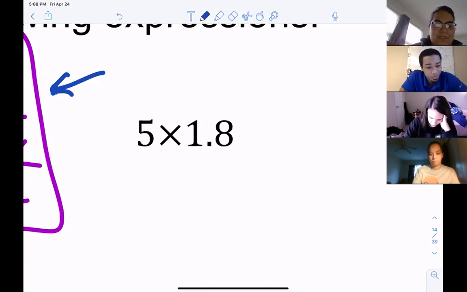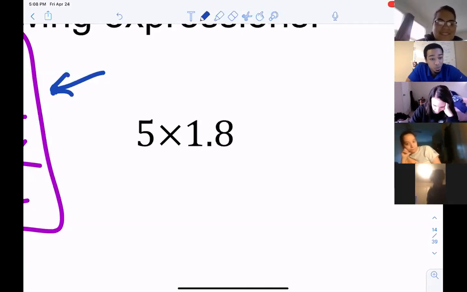What's the answer? Is it 9.0? 6.8. 9.0. Yeah, I got the answer. We got 9.0. Someone got 6.3, 6.0, 9.0. Let's see what else we got, because I know there's more than 5 people here. Come on, share your answers, guys.